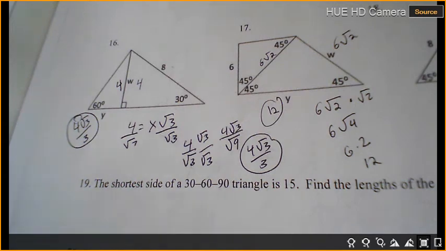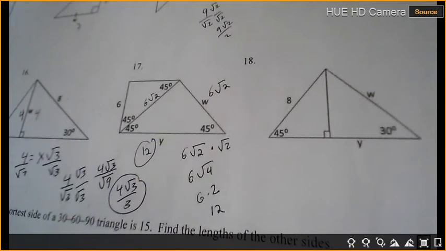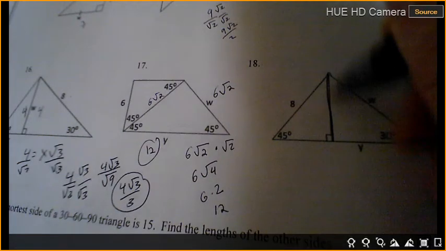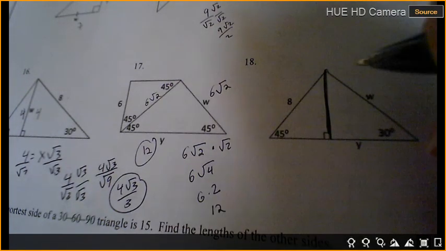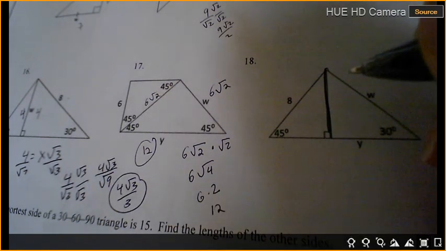We're going to do 18, and I'm going to leave it at that. I have the hypotenuse of a 45, 45, 90 triangle is 8. I need to know what this side is right here. What's it going to be? 4. Good. Right? Is that true? No.